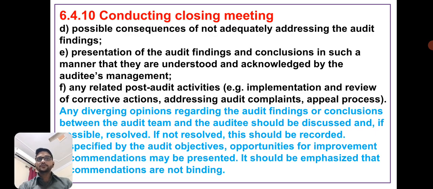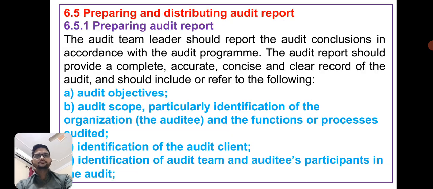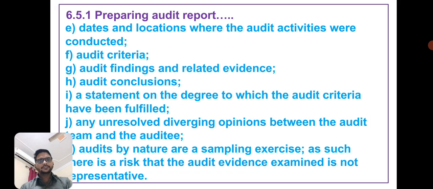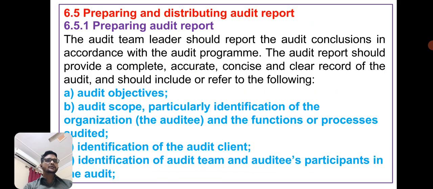If not resolved, it should be recorded. Next is 6.5, that is preparing and distributing the audit report. The closing meeting is done. Now we should prepare the report and distribute the audit report. First is 6.5.1, that is preparing the audit report.